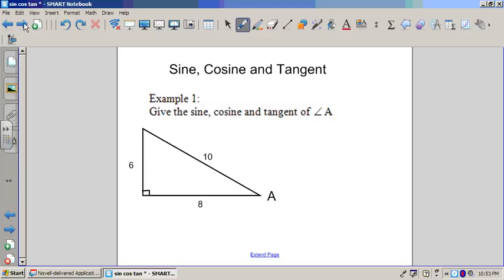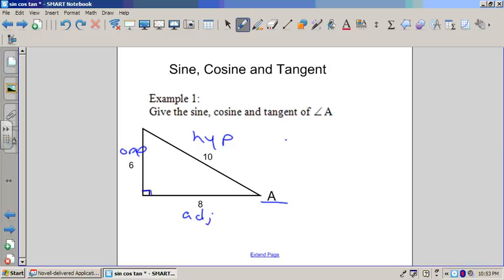Okay, so I'm going to give you an example here. I want to know what is the sine, the cosine, and the tangent of angle A. Well, the first thing that we have to know is with respect to angle A, what is the hypotenuse, what is the opposite, what is the adjacent? Well, we know that the hypotenuse is always opposite the right angle, so 10 must be the hypotenuse. Remember, I'm talking about angle A, so whichever side has length 6, that has to be the opposite, and the other one has to be the adjacent.